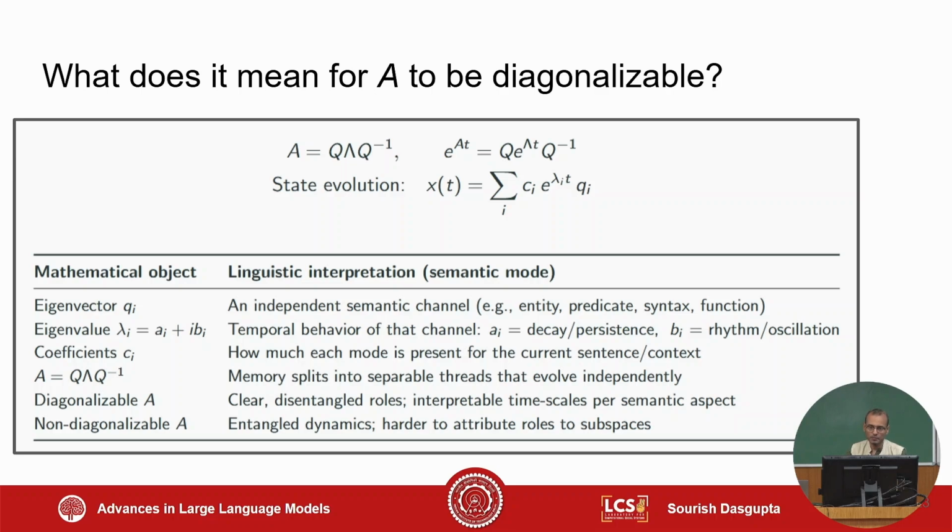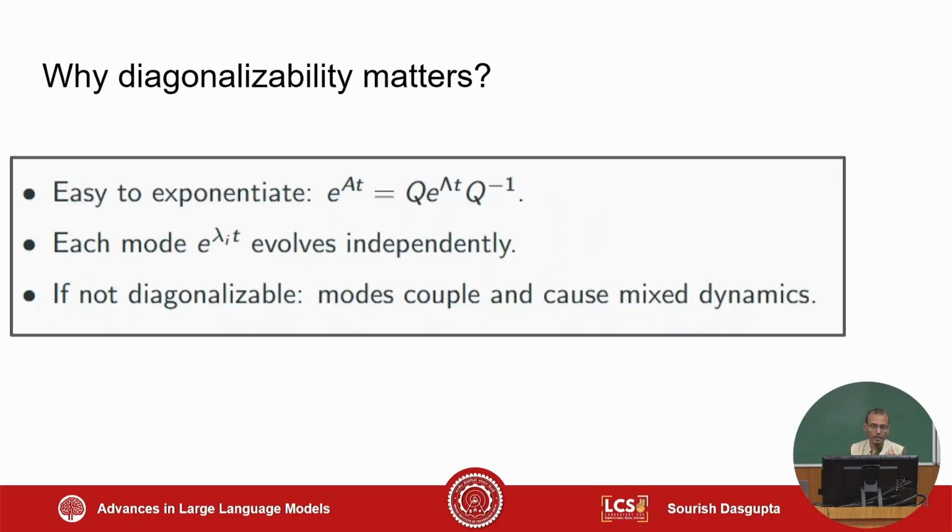So what does it mean for A to be diagonalizable? We just discussed. Now the question can be, why does A need to be diagonalizable? A may be something that is non-diagonalizable as well, right? But then the problem with non-diagonalizable A is that it becomes much harder. You won't get those eigenvectors. It becomes much harder to interpret what is really going on as A evolves, and to interpret and control the learning, right?